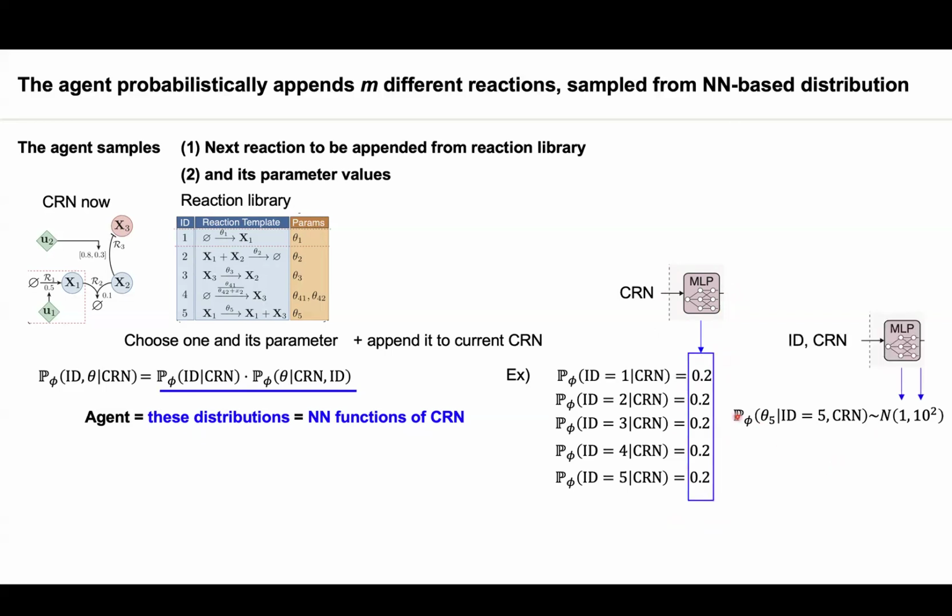And for this distribution, its input is the ID. From this distribution, we can sample one ID. Then from this ID and the current CRN, it goes into the MLP, and it outputs the mean and variance of this parameter distribution.